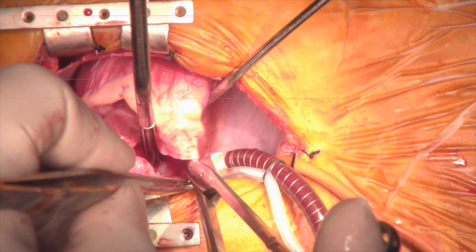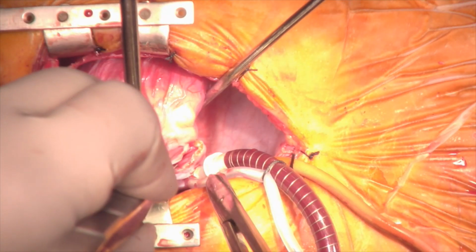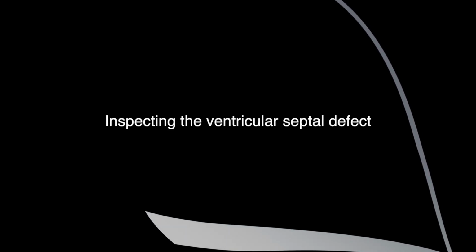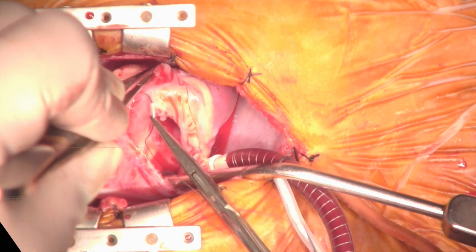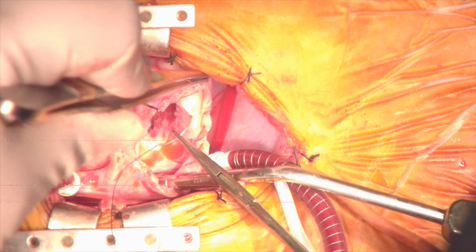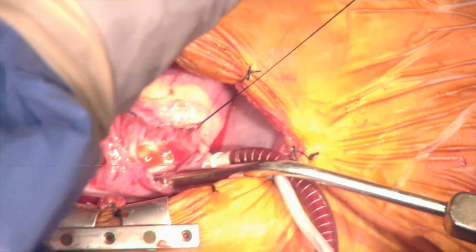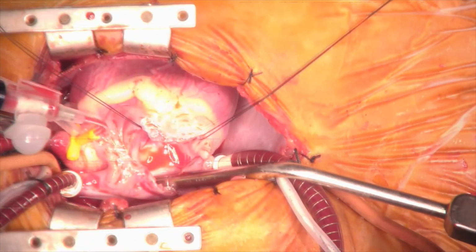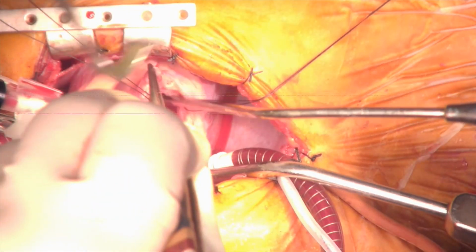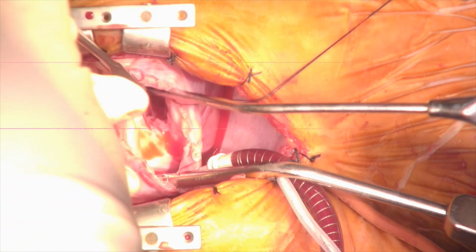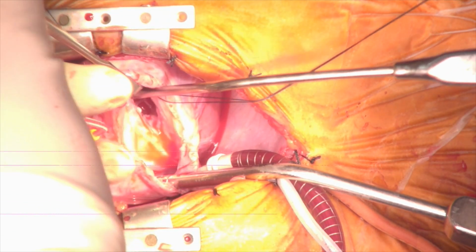The atriotomy is then fully extended downwards. Stay sutures are placed in the corners of the tricuspid valve. The patient has a perimembranous ventricular septal defect, and this is found just behind the septal leaflet of the tricuspid valve.